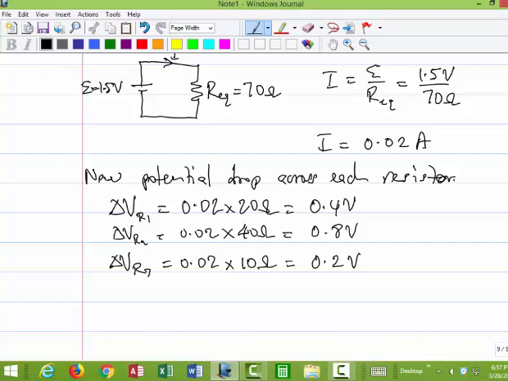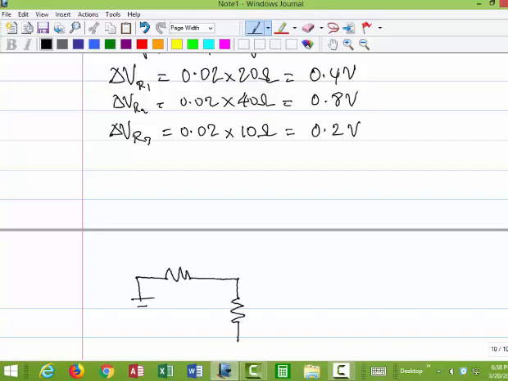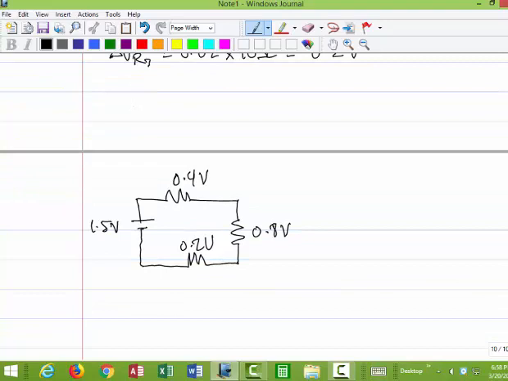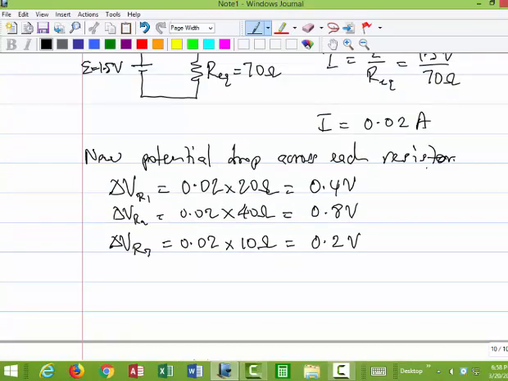So now we can draw our circuit again. So we draw our circuit this way. So we said this was 1.5 volts. So the potential drop across R1 is 0.4 volts, R2 is 0.8 volts, and this is 0.2 volts. So we know that since the loop rule tells us the sum of all potential drops is equal to 0, then we can say that the EMF should be equal to delta V1 plus delta V2 plus potential drop across 3, which is 0.4 plus 0.8 plus 0.2. Here we have 1.4 volts. Okay. So that tells me that we have some decimals missing from the current.